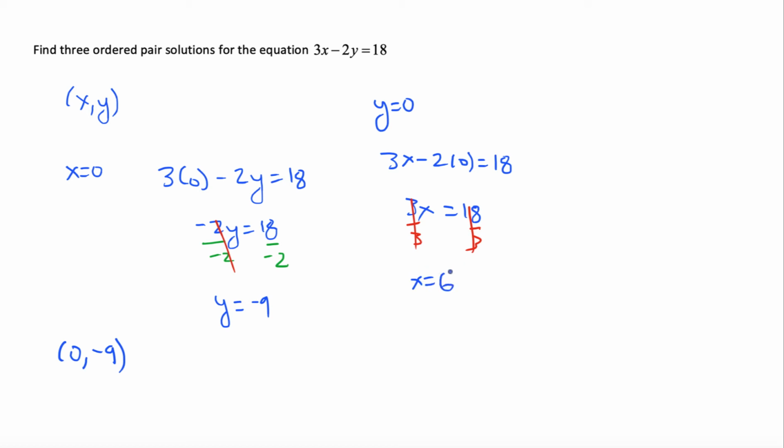And I've got to be careful though. What is this ordered pair? x is 6, y is 0, and we know that in the ordered pair, x always comes first.